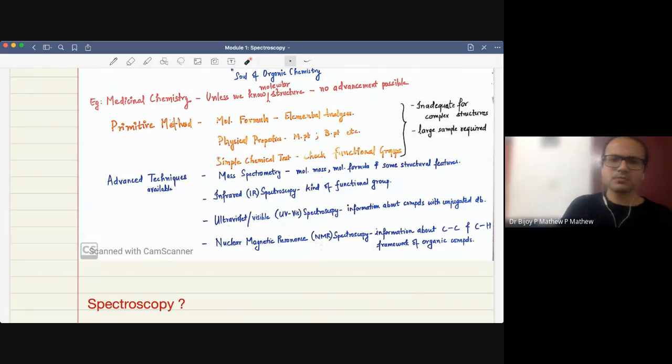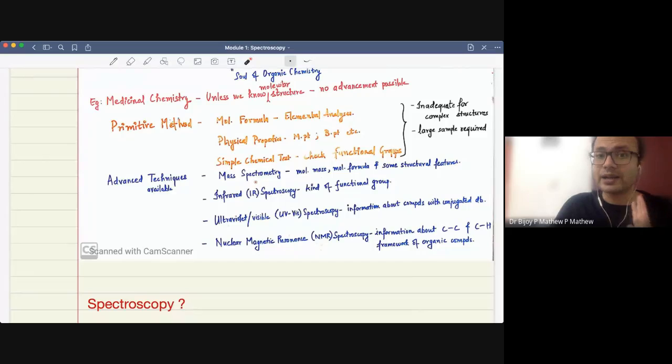Okay, so let me introduce to you various techniques that are usually used in organic chemistry to determine the molecular structure. One of the techniques that we use is mass spectrometry. This mass spectroscopy you do not have in your syllabus. You will be dealing with it in more detail when you go to your PG level. There you will talk more about the spectrometer.